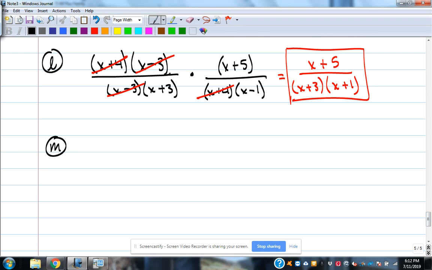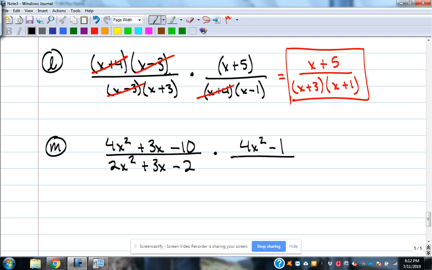So let's say we got (4x squared plus 3x minus 10) over (2x squared plus 3x minus 2), times (4x squared minus 1) over (x plus 4). We'll do an easier one on the bottom there. We don't have to do anything to it.